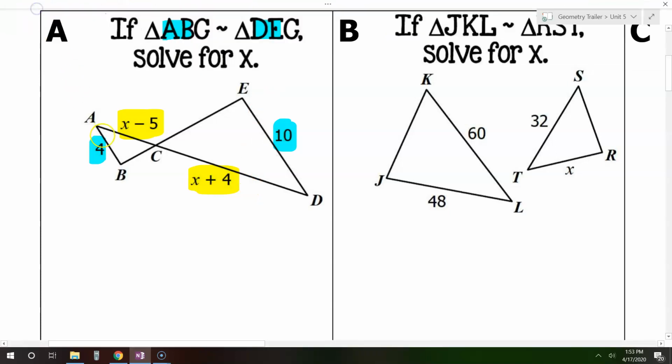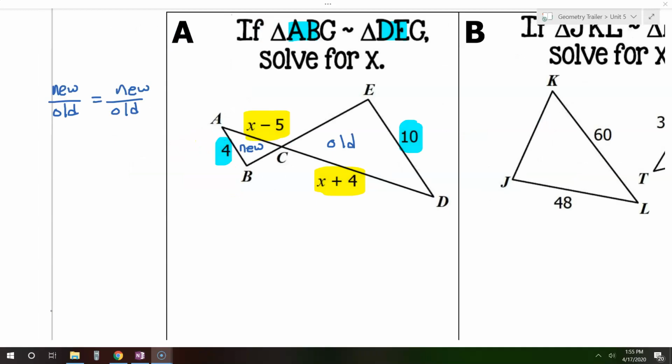The next thing I always like to do is label one triangle as new and one triangle as old. That's just so I can use the setup new over old equals new over old. It helps me organize my work and make sure that everything is in the right place when I set up my proportion. So let's do the yellows first. New over old will become x minus 5 over x plus 4. Now look at the blues. New over old will be 4 over 10.